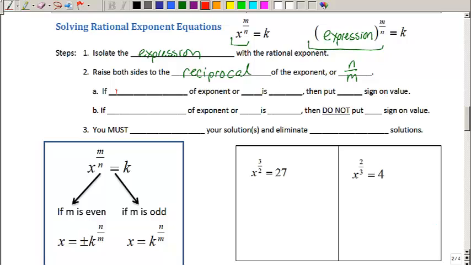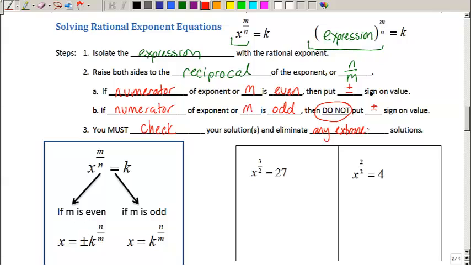So if the numerator of the exponent, or m, that is of the original equation, is even, then we're going to need a plus or minus sign. The evens have plus or minus, just like when we took square roots we need plus or minus. When the numerator is even, we're going to need plus or minuses. If the numerator of the exponent, or m, is odd, then do not put a plus or minus sign. Do not.